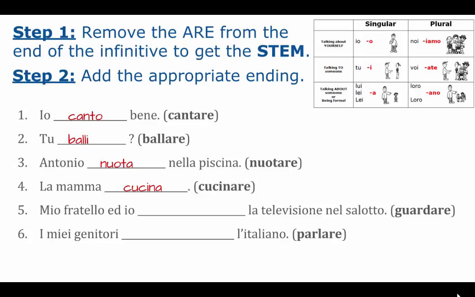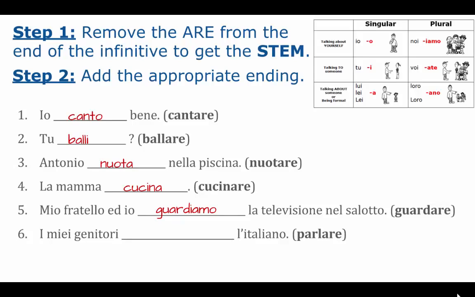Number five, mio fratello ed io. The verb is guardare, so to watch. And the rest of the phrase, la televisione nel salotto. So I want to say, my brother and I are watching TV in the den. So I need the noi form of the verb guardare, since it's my brother and I. So I chop off my are, I'm left with guard, and I add on my noi ending, iamo, and we get guardiamo.